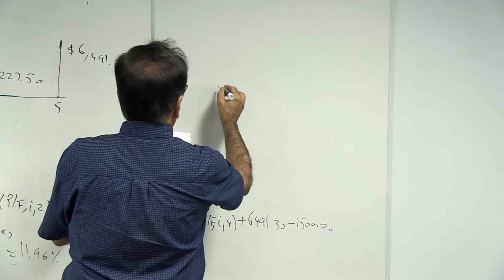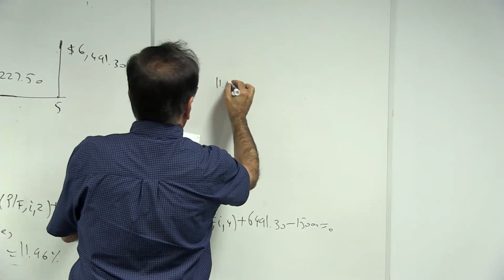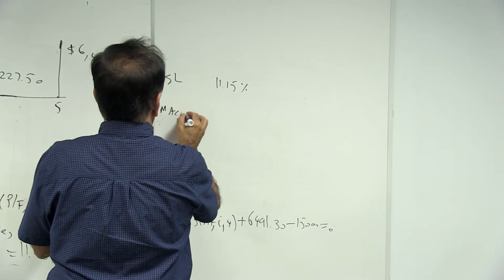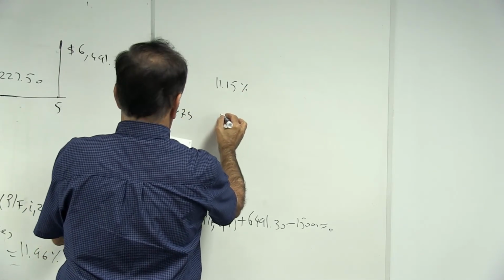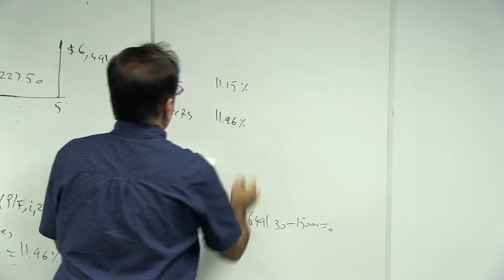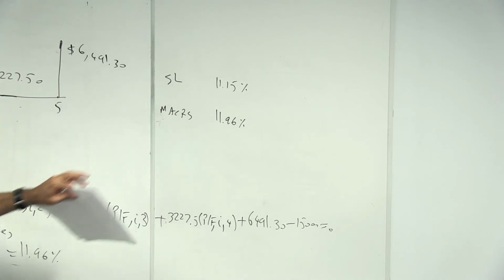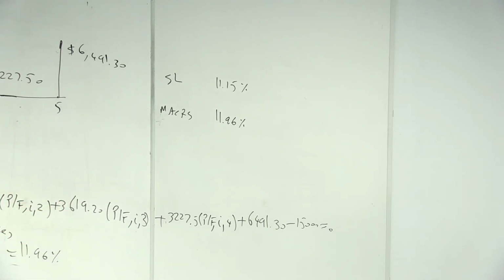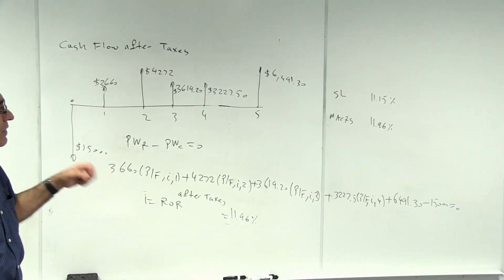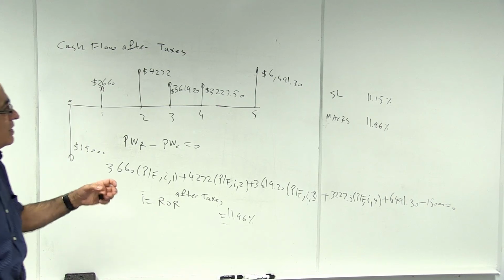Again, if you remember from example 17.2, the rate of return when I used the straight line method was 11.15%. When I'm using the modified accelerated cost recovery system, it's 11.96%. So you can see there's a significant increase here. Why is that? Because when you are using the modified accelerated cost recovery system, you're depreciating more at the beginning rather than at the end. So that way you save a lot of money, so your rate of return is going to go higher.